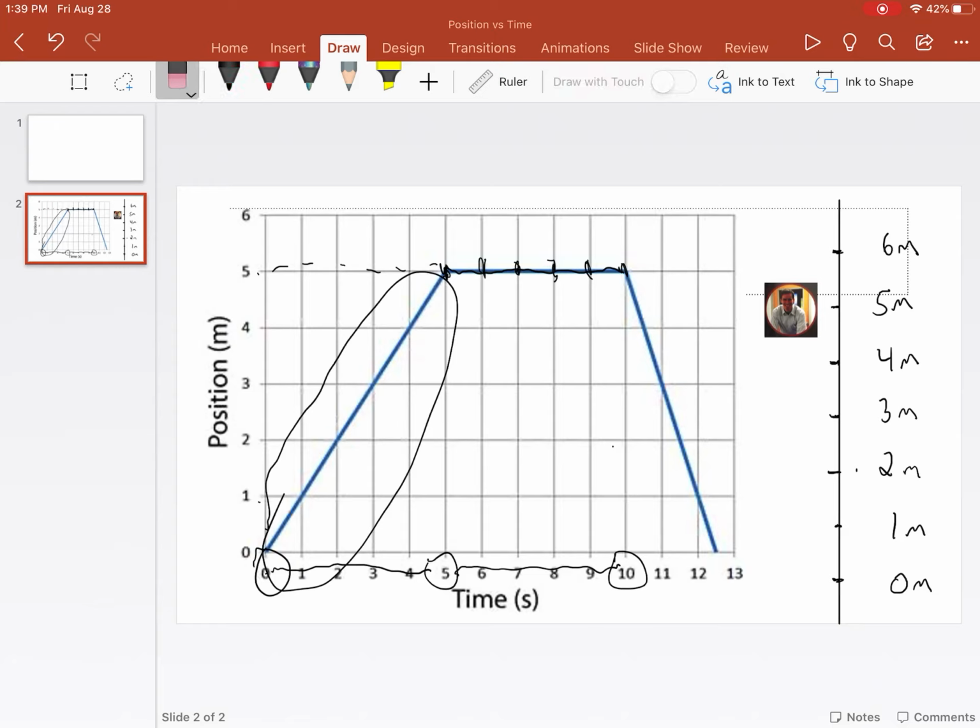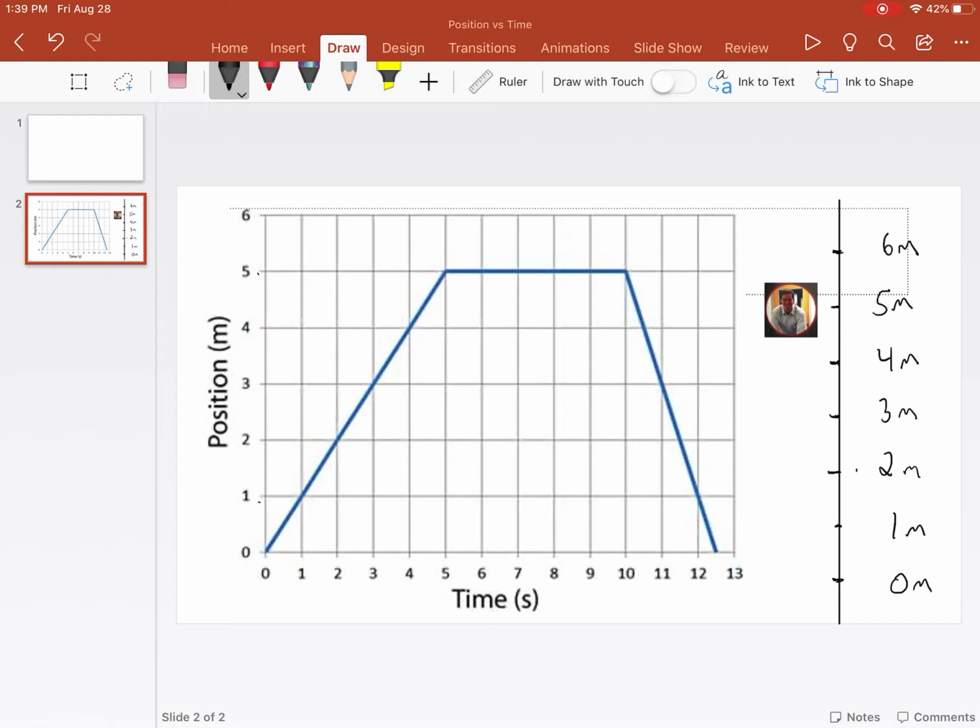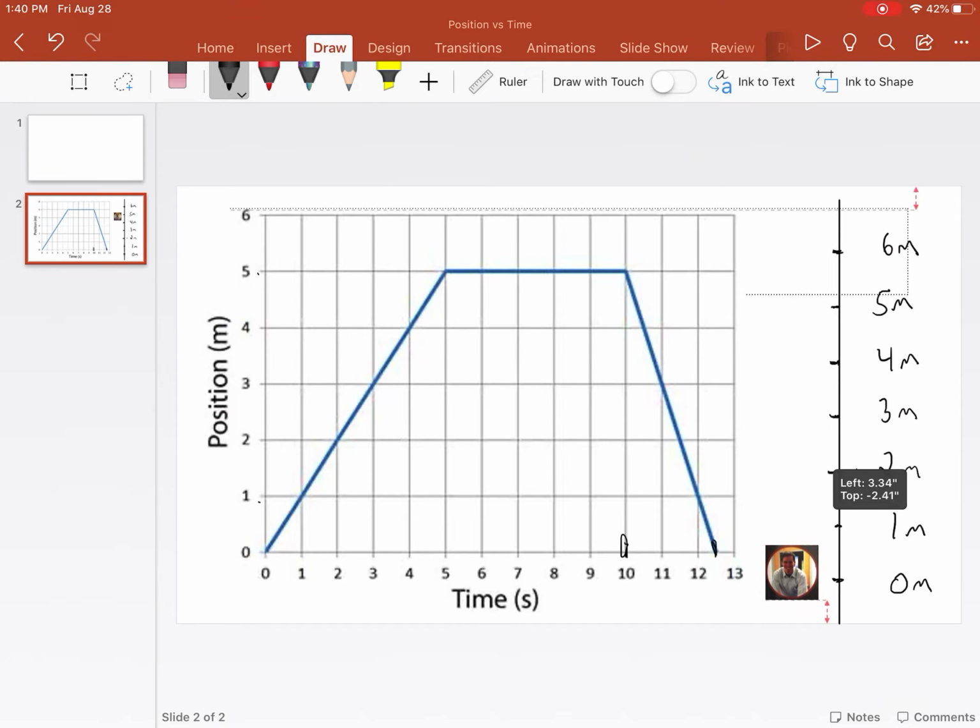All right, let's get some of this stuff out of the way. What happens during the next few seconds? Well, from 10 seconds to 12.5 seconds, I'm moving back down the number line. So in the next 2.5 seconds, I move all the way back, and that picture keeps resizing on me. There we go. Move all the way back down to 0 meters, right there.